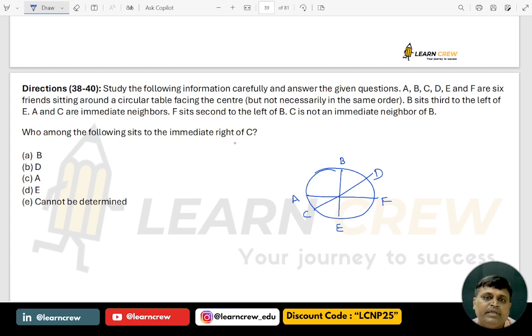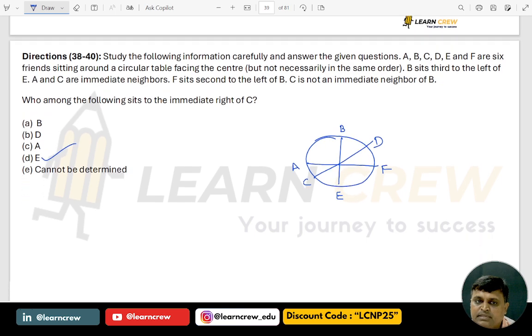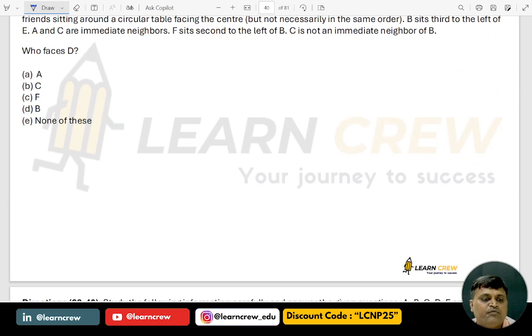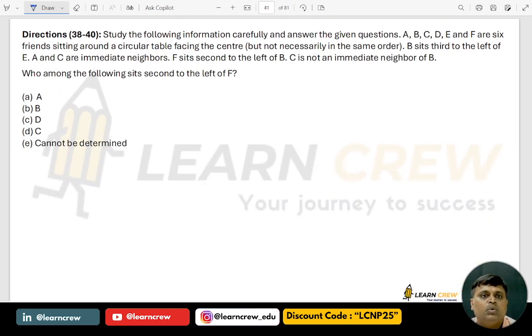Who among the following sits to the immediate right of C? Immediate right of C, who is here? E. Option D is correct. Next. Who faces D? D faces C, so it is option B. Next. Who among the following sits second to the left of F? It is C. So the answer is option D.